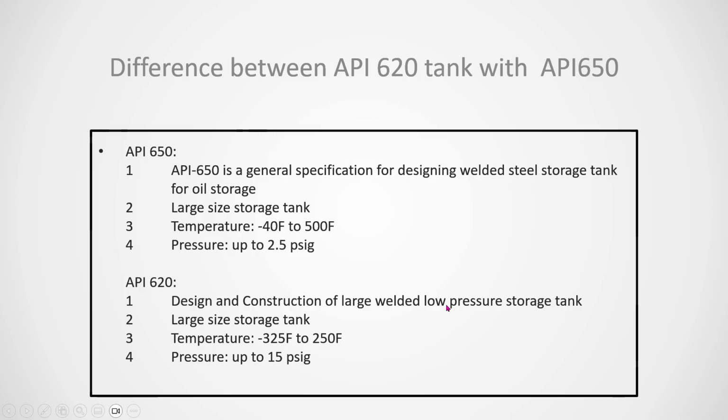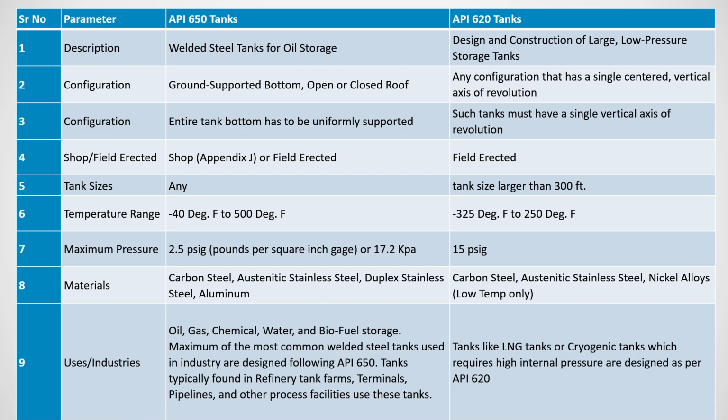But the API difference, API 620, that is also used to design and construct large storage tank, low pressure storage tank. Atmospheric pressure here, it is more or less low pressure storage, some pressure will be there. Large size storage tank, temperature minus 325 degree Fahrenheit to 250 degree Fahrenheit, slightly low temperature than the 650, but pressure up to 15 psi. If you want to manufacture tank up to 15 psi, then we have to manufacture the tank as per API 620. The difference of the two standards are like this.